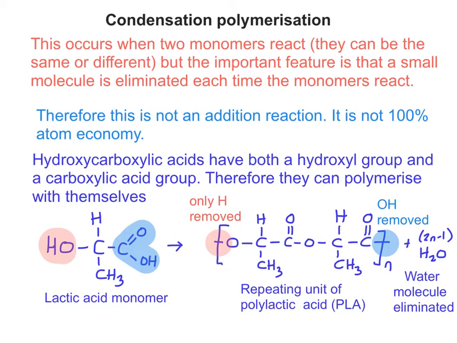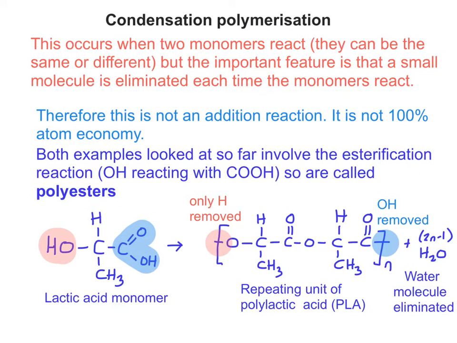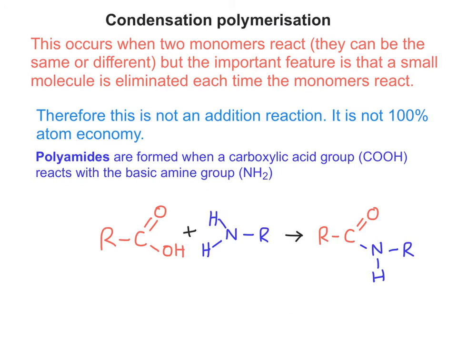Okay, let's have a look at another example. But before we go any further, it's worth pointing out that both the examples looked at so far are involving esterification. So these polymers are called polyesters. So just looking at the formation of the linkage between them first of all, before we start looking at what they might look like as polymers.